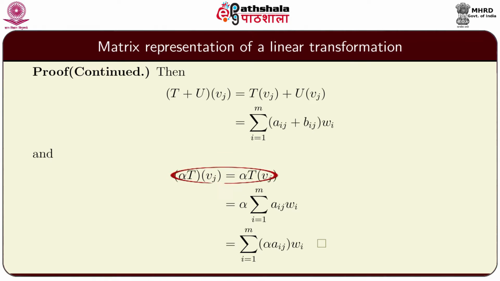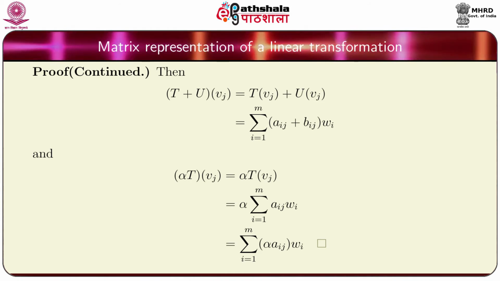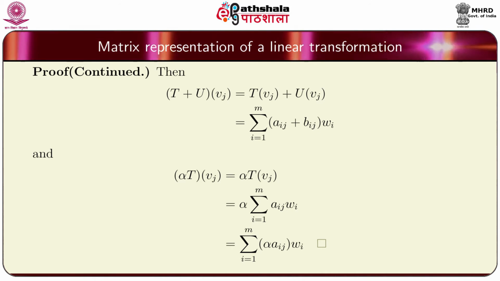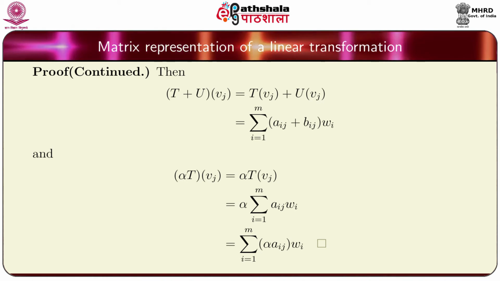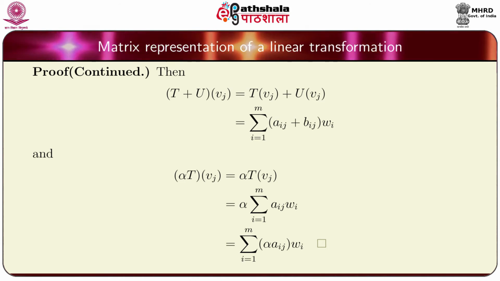Similarly, alpha T of Vj would be alpha times T of Vj, and that is alpha times the summation of Aij Wi, summation over i equal to 1 to n. Therefore, if we absorb alpha inside, then alpha Aij's would be the scalars giving rise to the matrix whose ijth entry would be alpha Aij.